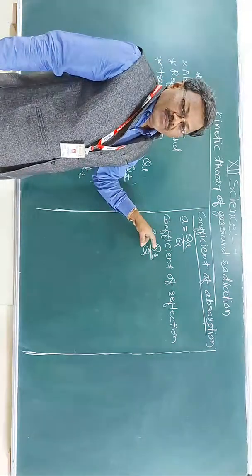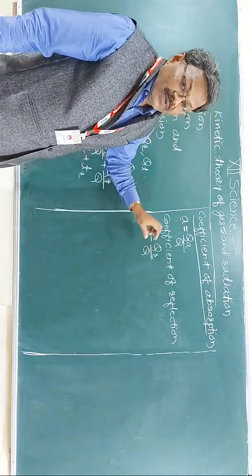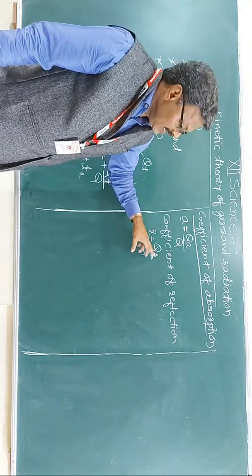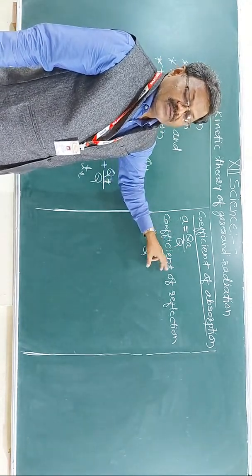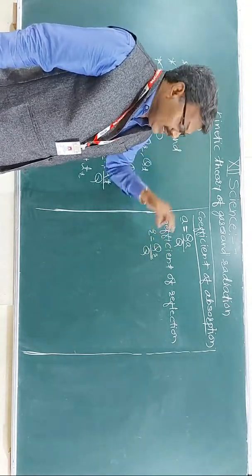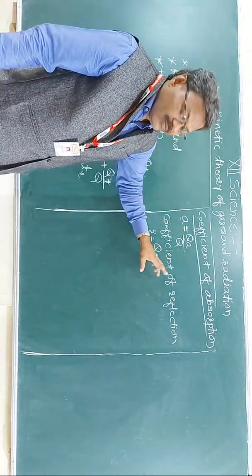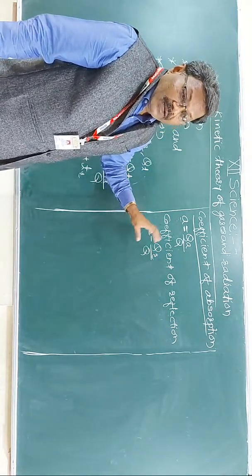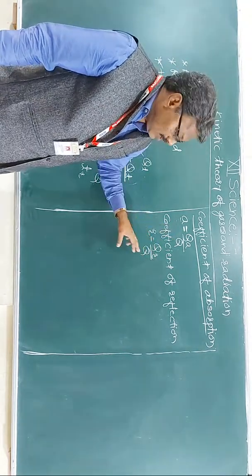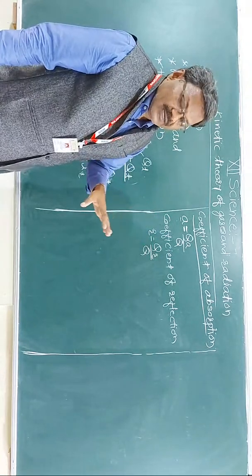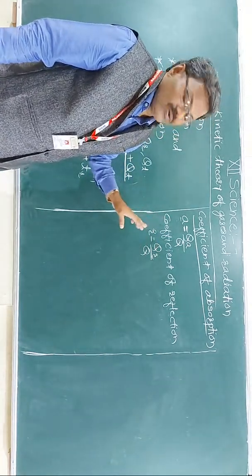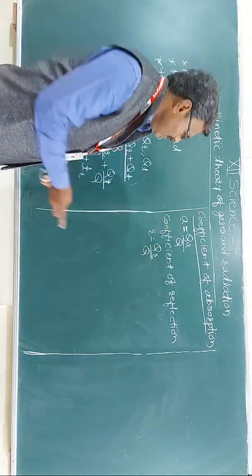The ratio of the amount of radiant heat or thermal energy reflected by the body to the radiant heat or total thermal energy incident on it. This ratio is called the coefficient of reflection.